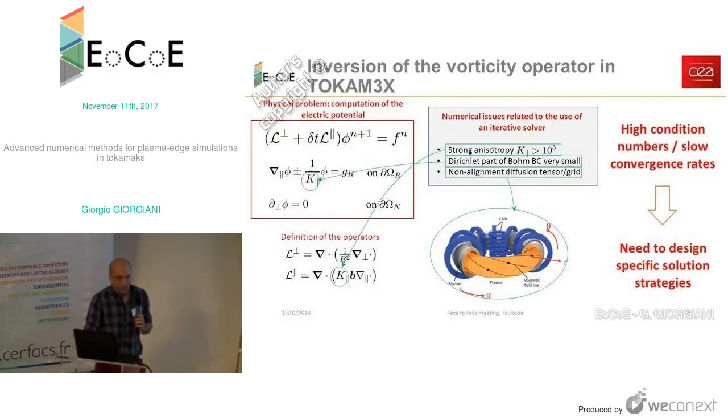And finally, the grid is not aligned with the diffusion tensor, which introduces some extra terms in the spatial discretization. So all these facts produce matrices with very high condition numbers, and so very slow convergence rates with the iterative solvers. So we have to design a specific solution to solve this problem.